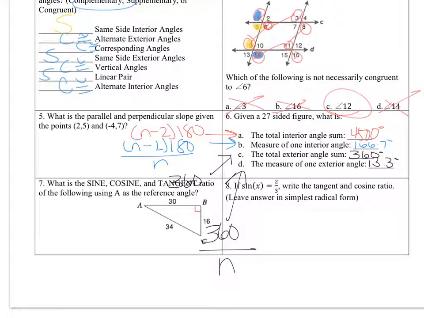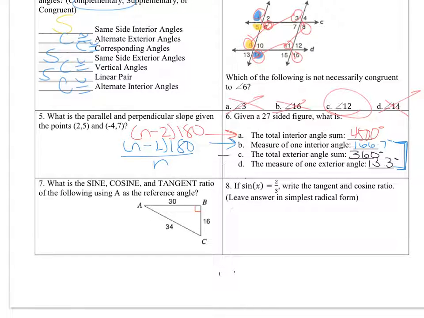What's another way I could write or find the exterior angle? Well, I know an interior angle and an exterior angle are supplementary. So I could take 180 minus 166.7 and I'd get 13.3.